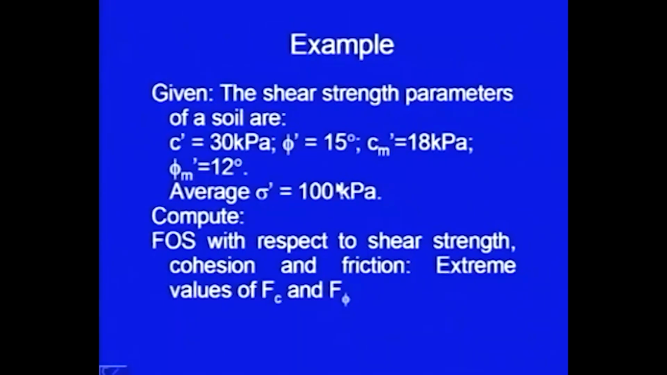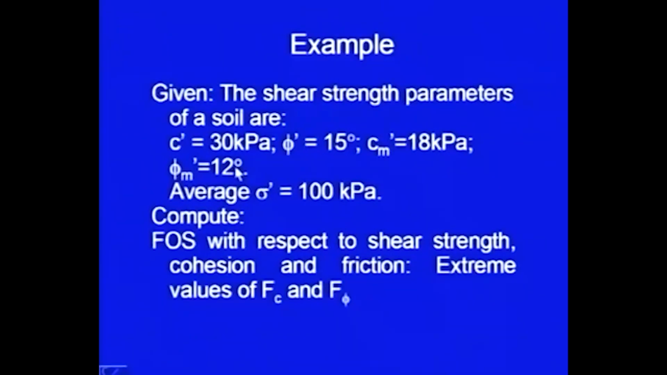Let me try to solve some examples to give you the idea of the factors of safety which we have discussed. This is a problem given to us. Shear strength parameters of a soil are C dash equal to 30 kPa. So, we are doing the effective stress analysis all the time. Phi dash is equal to 15 degrees, and Cm dash, the mobilized cohesion, is also given. It is 18 kPa, where kPa means kilonewton per meter square, and phi m dash is also available, 12.